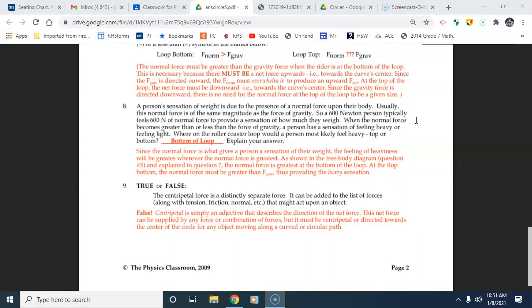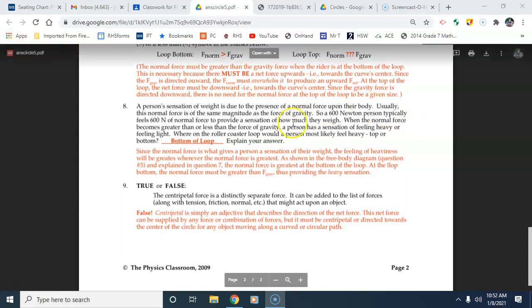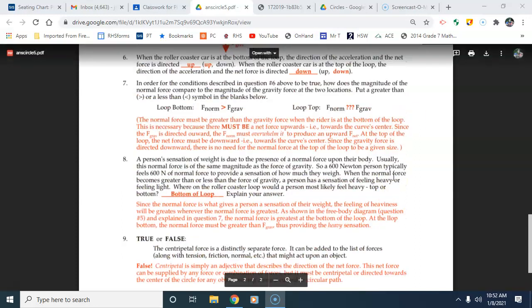So a 600 Newton person typically feels 600 Newtons of normal force to provide a sensation of how much they weigh. When the normal force becomes greater than or less than the force of gravity, a person has a sensation of feeling heavy or feeling light. Where on the roller coaster loop would a person most likely feel heavy, top or bottom? And the answer is bottom. All right, it says explain your answer.